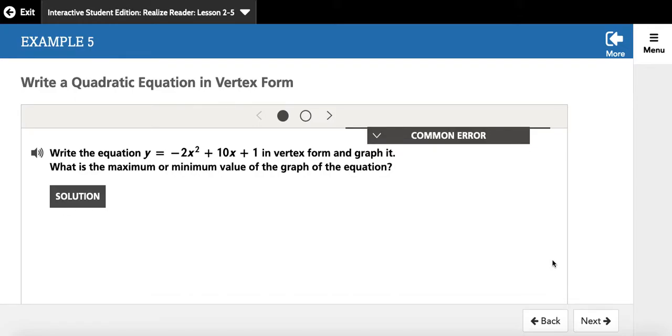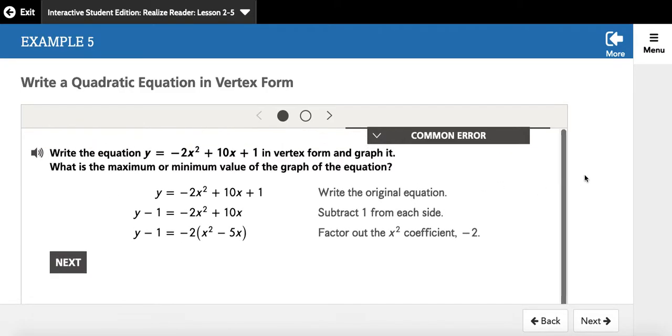Okay, Algebra 2 students, this is a video for example 5 for section 2.5. We're going to write a quadratic equation in vertex form. We're going to use some of the skills that we've applied to completing the square. Let's say we want to write the equation y equals negative 2x squared plus 10x plus 1 in vertex form and then graph it. And what is the maximum or minimum value of the graph of the equation?